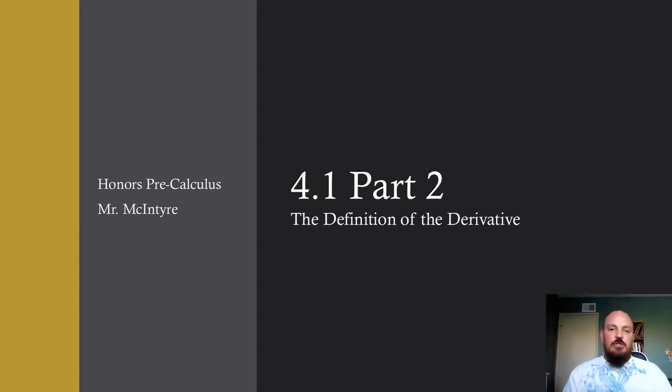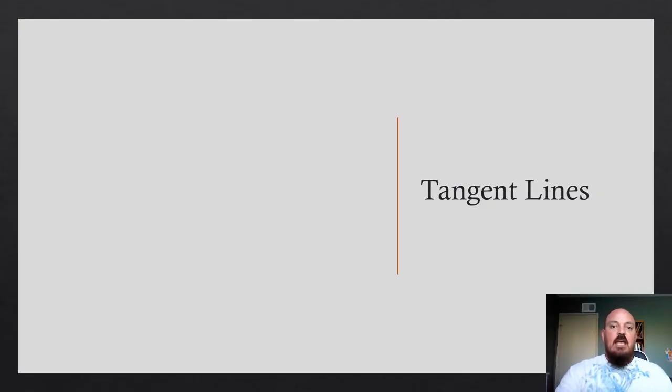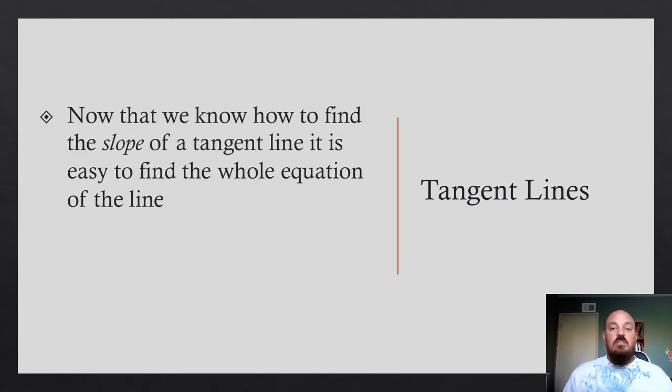All right, we're going to do part two on the definition of the derivative today. Basically, in part one, we learned the definition of the derivative and how to find f prime of x. What we did, we only used it for one thing. We used it to find the slope of tangent lines.